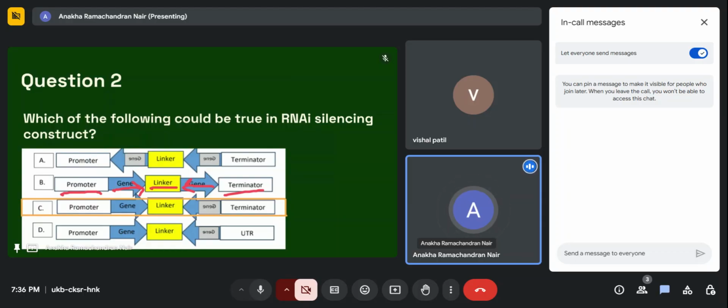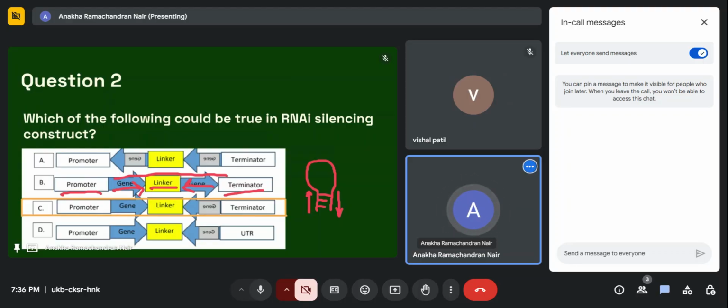So this is the portion that will create the RNA, and it will form something called a hairpin loop structure. Since this is in the forward direction and this is in the reverse direction, they are complementary to each other. So they'll form this hairpin loop structure. So you were correct, option C is the correct answer.